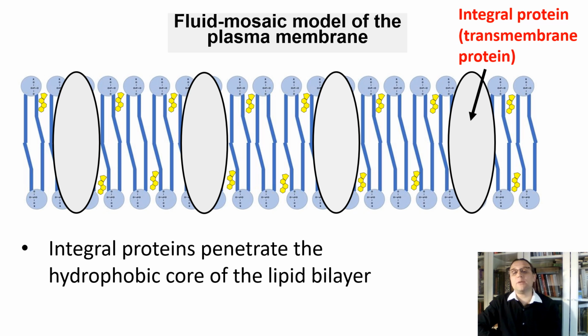On this slide, you see proteins that penetrate the hydrophobic core of the phospholipid bilayer. We call them integral proteins or transmembrane proteins. Integral meaning pertaining to a whole. Extrinsic belong as a part of a whole. Transmembrane, trans means across or through, across membrane, through membrane.